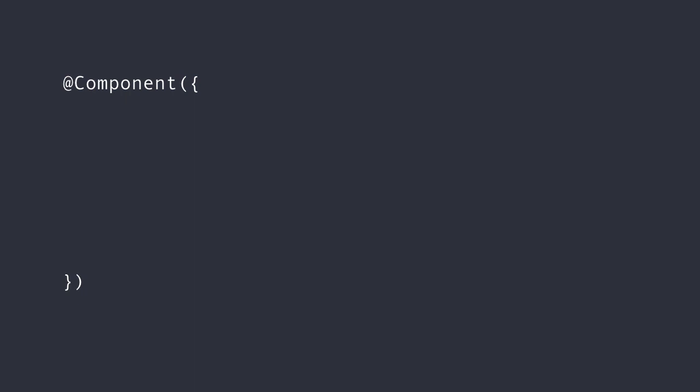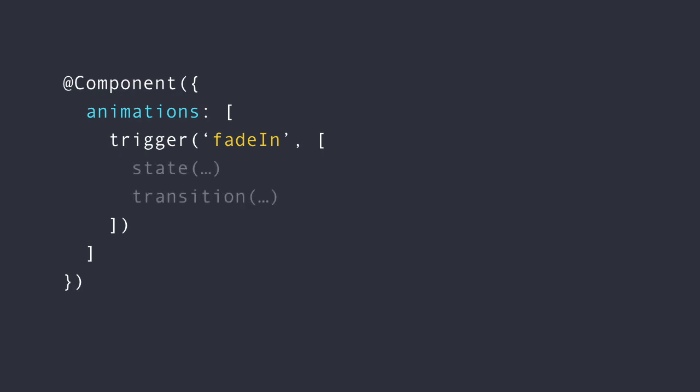Now let's take a look at the implementation. Let's say we want to apply an animation to each to-do item in a list. We start with the component's metadata. Here we have a property called animation, which takes an array. In this array, we register one or more triggers. Each trigger has a name and an implementation. In this implementation, we define all the states and transitions for that kind of animation. So these functions you see here, like trigger, state, and transition, these are the helper functions that are defined in the @angular/animations module. You're going to see this in action soon.